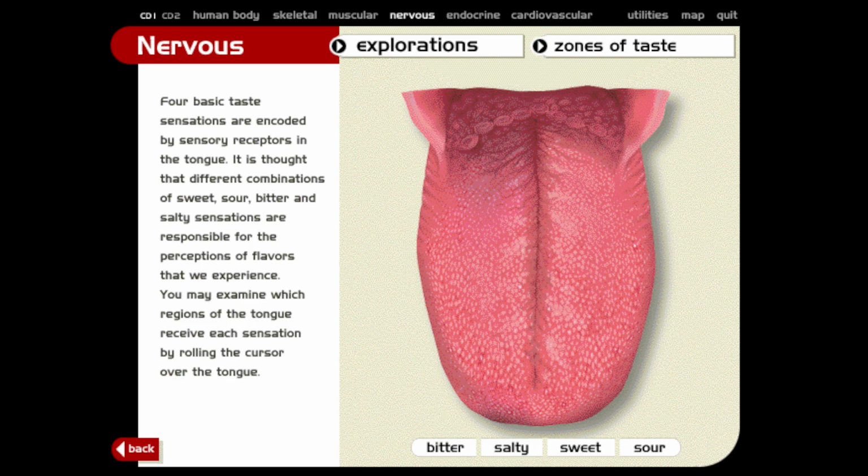Four basic taste sensations are encoded by sensory receptors in the tongue. It is thought that different combinations of sweet, sour, bitter, and salty sensations are responsible for the perceptions of flavors that we experience. You may examine which regions of the tongue receive each sensation by rolling the cursor over the tongue.